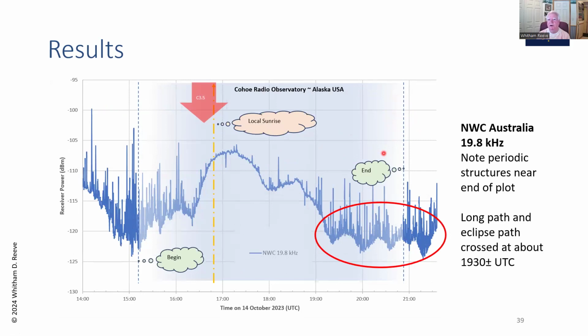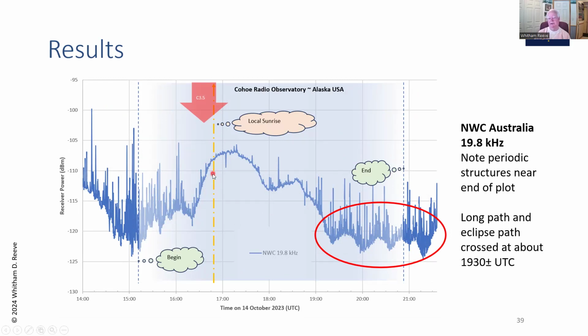So here's the one for Northwest Cape in Australia. And again, the eclipse boundaries are shown over here on the left and right by the blue dashed lines, and local sunrise at Coho, the orange dot-dash line, and the C3.5 solar flare.